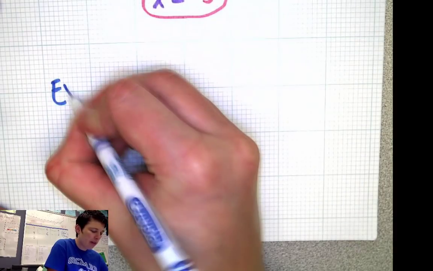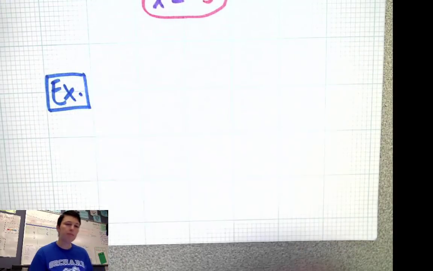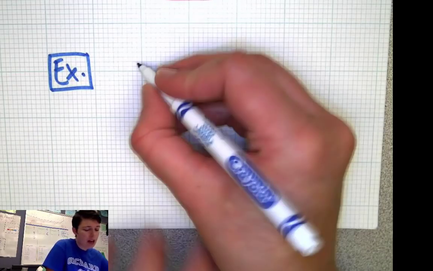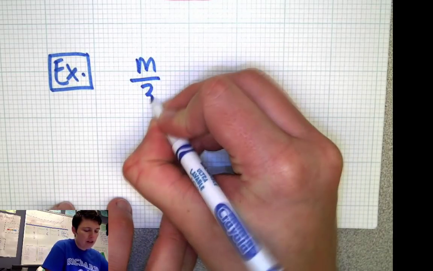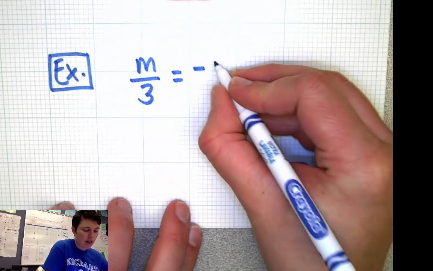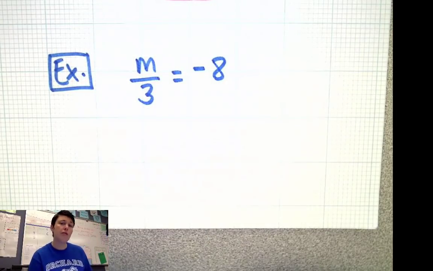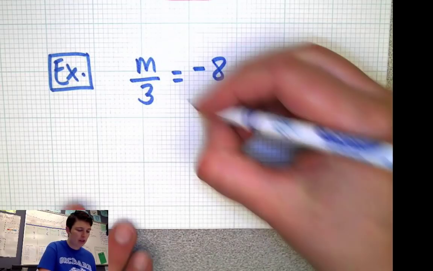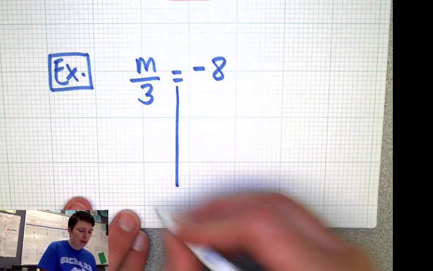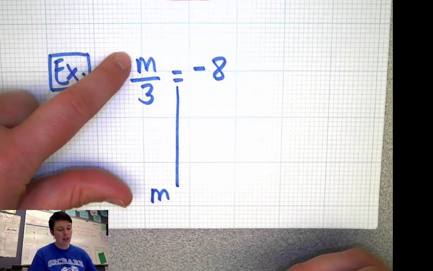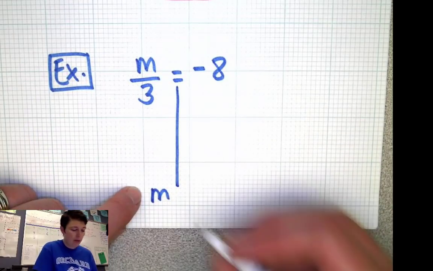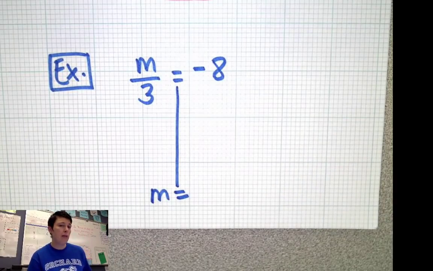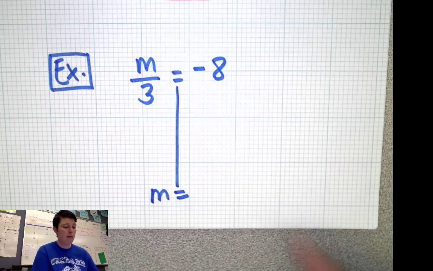So we're going to try another example. This time, let's start with a fraction. Let's say we had m over 3 equals negative 8. Again, we're kind of getting the hang of this. We put the line down the equal sign, and at the bottom we want m, which is here, isolated all by itself. So we want to figure out what does m equal. So really the goal is to get rid of the 3. Move the 3 over so it's not with the m anymore.